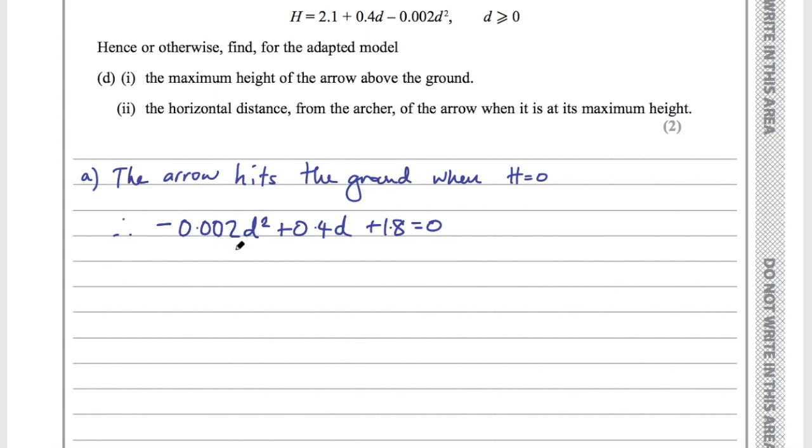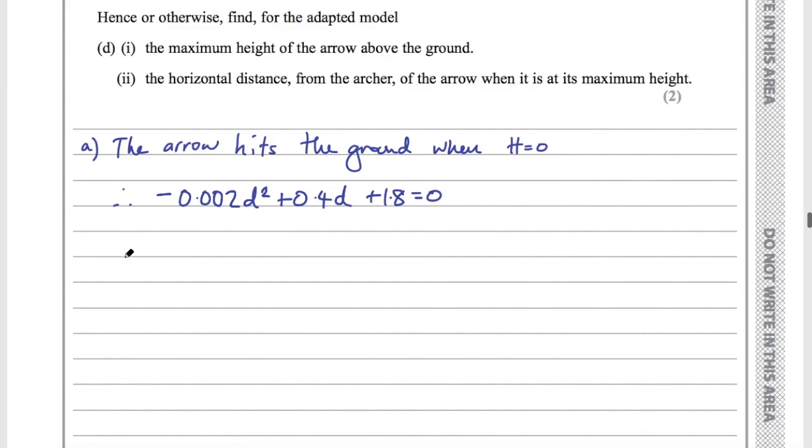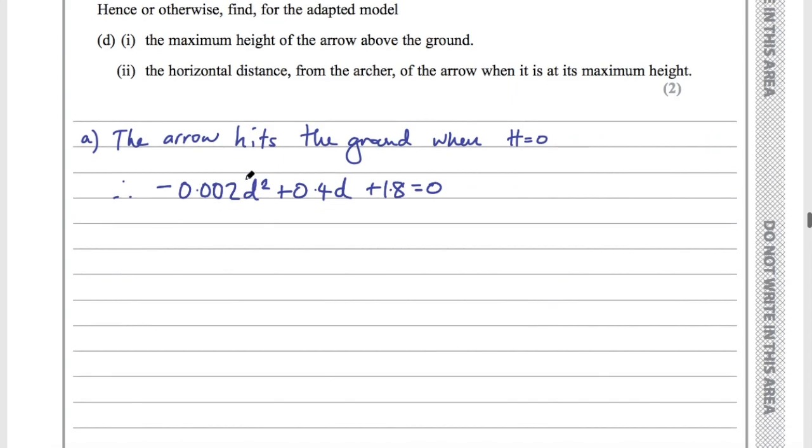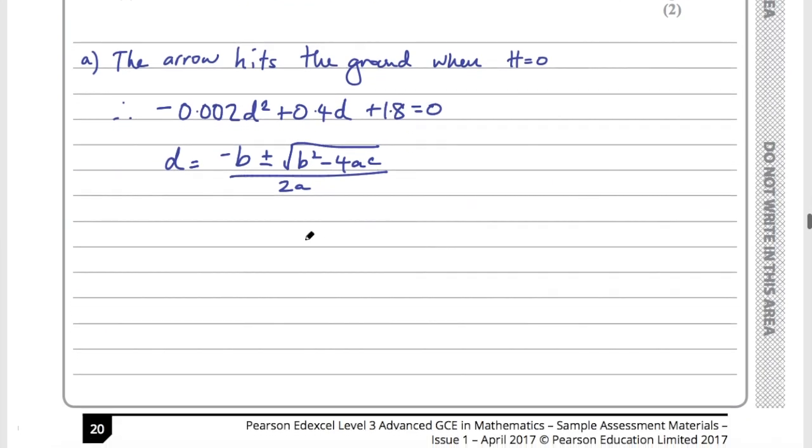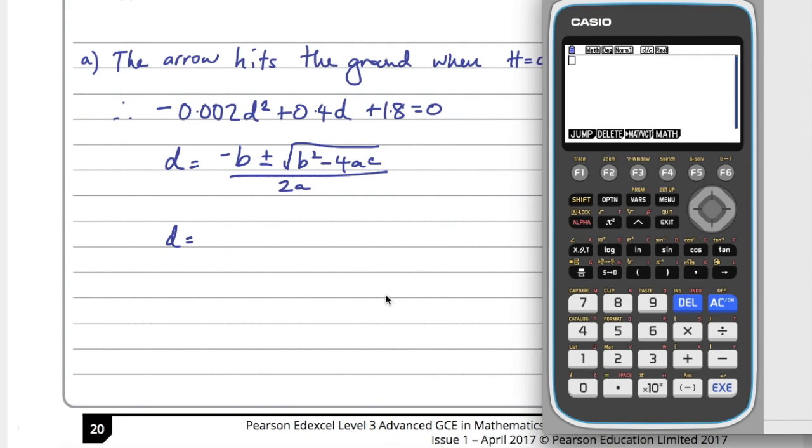And that's in the form of a traditional quadratic where we have the d squared and then the d and then the number at the end. And to solve this, you could try to factorize it, but I don't think you can factorize it, so we have to use the quadratic formula to solve for d. So the quadratic formula says that d equals minus b plus or minus the square root of b squared minus 4ac all over 2a. So a is the coefficient of d squared, b is the coefficient of d, and c is the number on the end there. So if we put all of those numbers into this formula, we'll be able to solve for d. So we can get our calculator out and plug all of these numbers in.